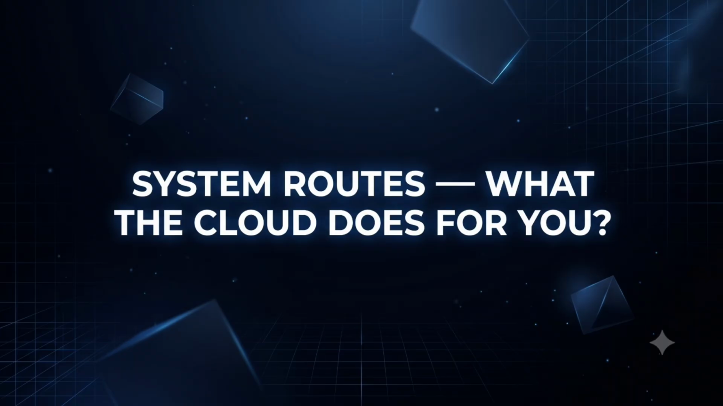Every time traffic moves from one resource to another, from a web server to a database, from an app to the internet, from one virtual machine to another, the cloud needs to decide the path. That decision is a route, and a collection of those decisions is what we call a route table. It might look very simple, right? So what does the cloud do for you?